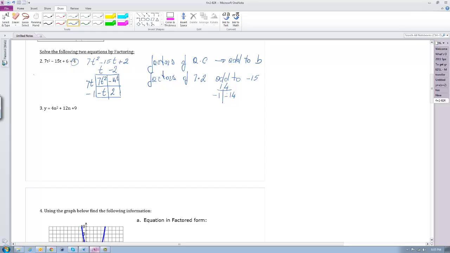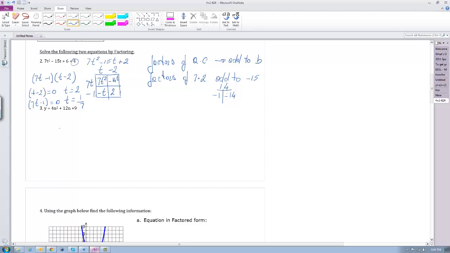So this equation can be rewritten. We have found the two binomials. We can rewrite the equation as 7t minus 1 that multiplies t minus 2. So what are the solutions of this equation? Well, it would be t minus 2 equals 0 and 7t minus 1 equals 0. That translates into t equals 2 and t equals 1/7.